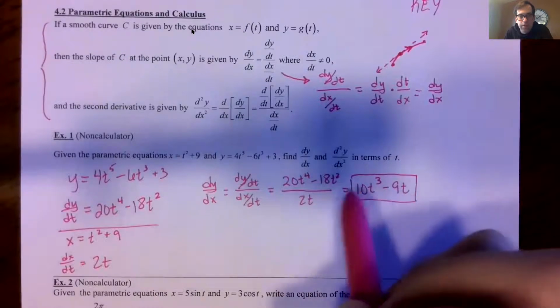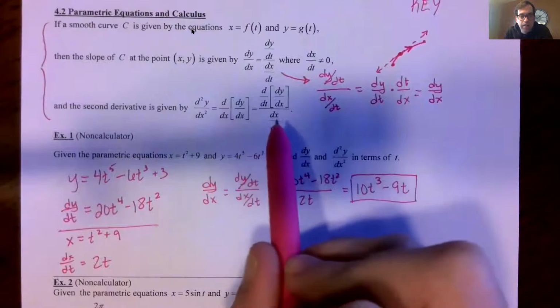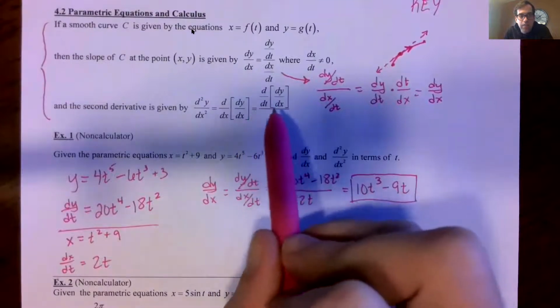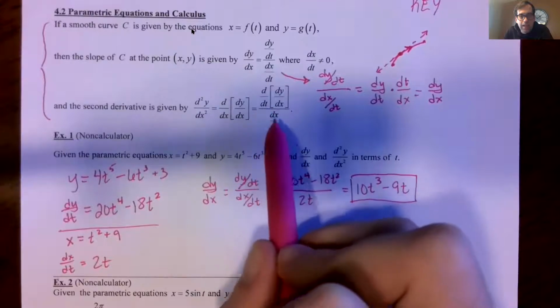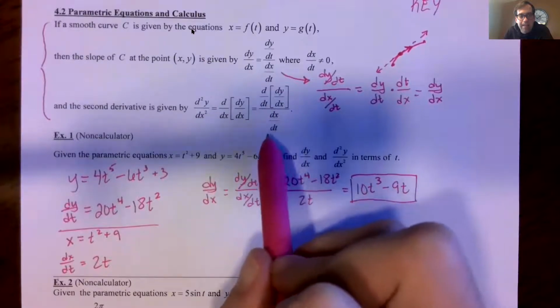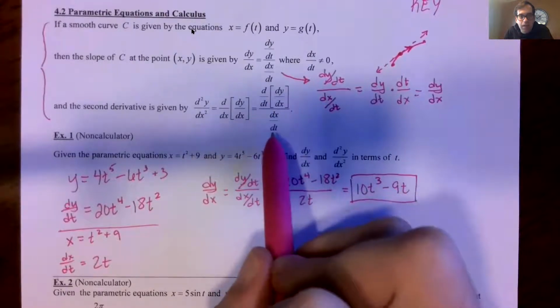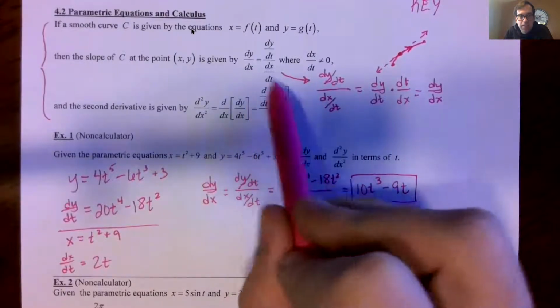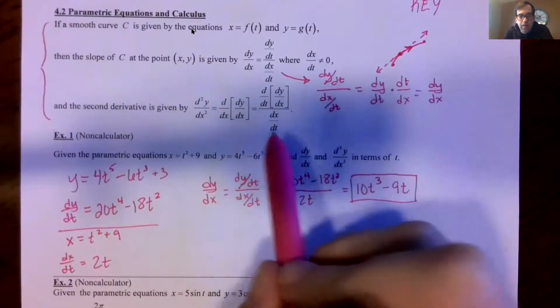So that would be a little tricky, right? We can't derive this in terms of x very easily. But here's what we can do instead. If we take the derivative of dy/dx in terms of t, and then divide by dx/dt, we've got that dt, and then we're eliminating the dt again, just like we did in this fraction situation right here. So that's what we're going to try to do.